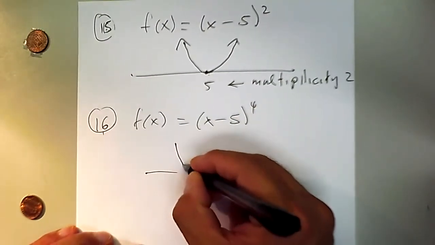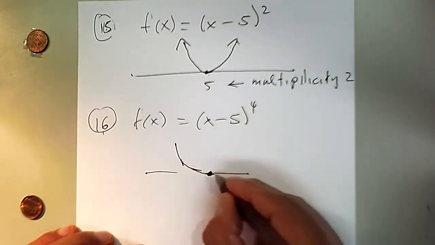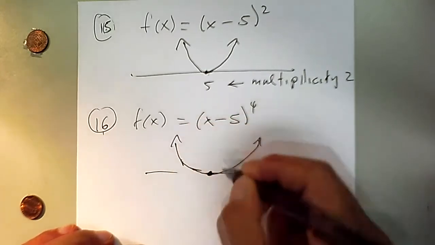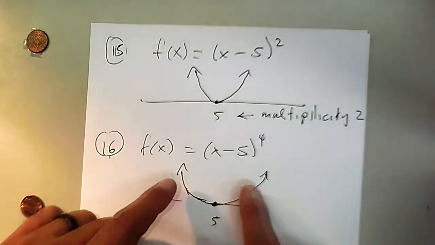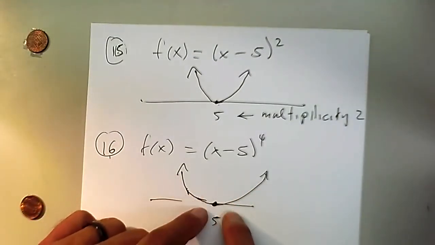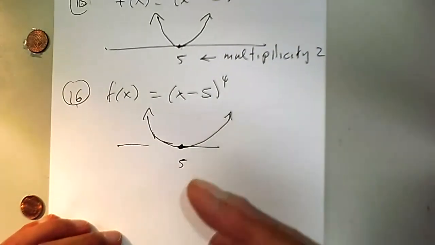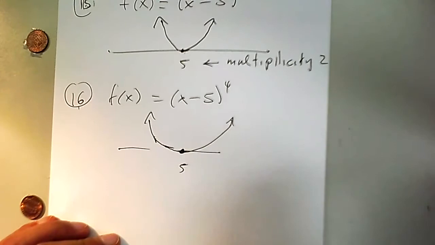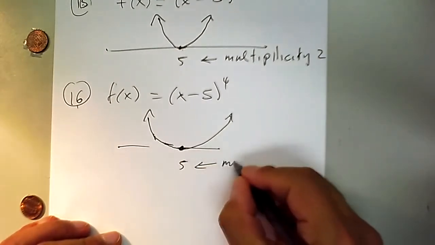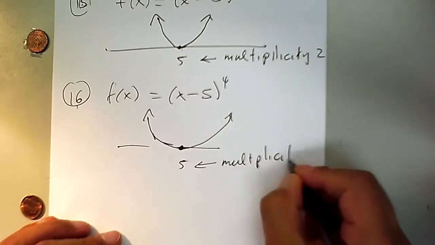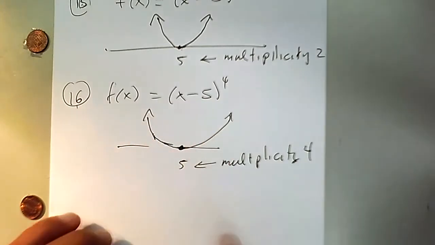And it is very much the same, except that it's a little flatter. It's a little more flat on the 5. I don't want to say wider, I want to say flat around the 5. So again, there's only one root, (5, 0), but this time the multiplicity is 4. And if you put a 6, then it's flatter and flatter.